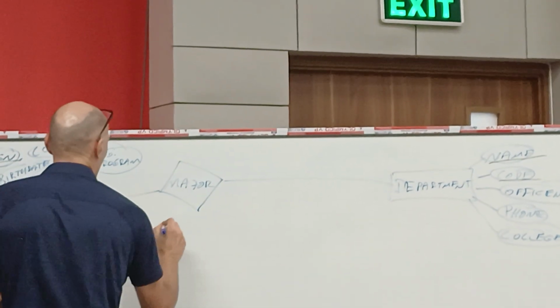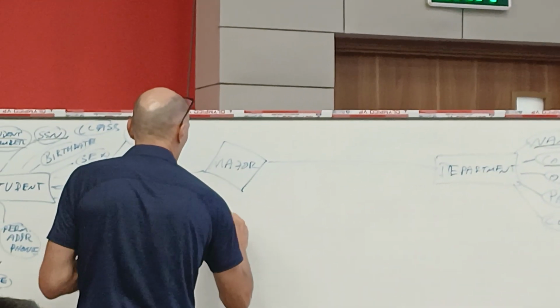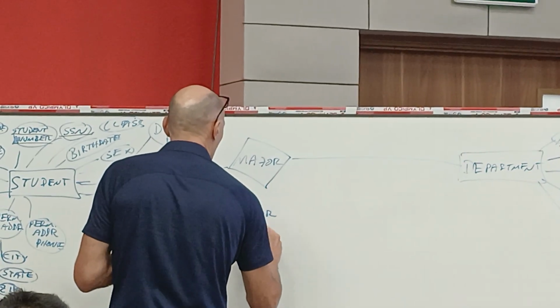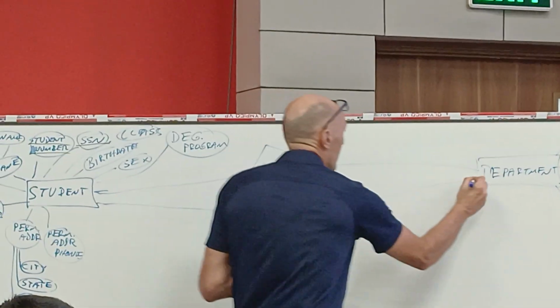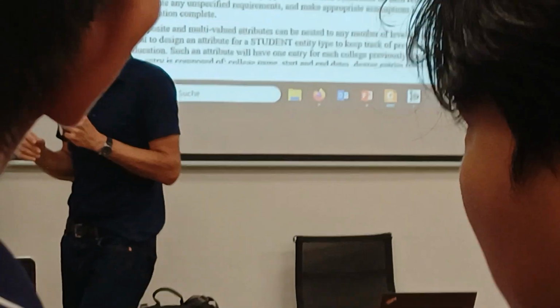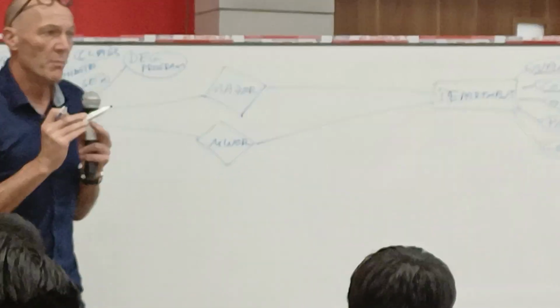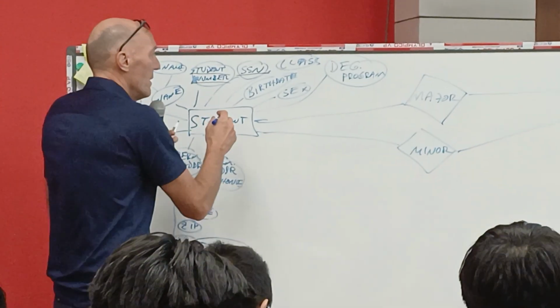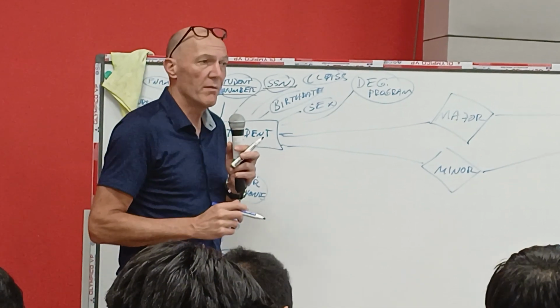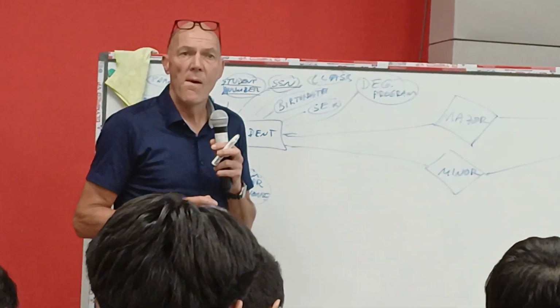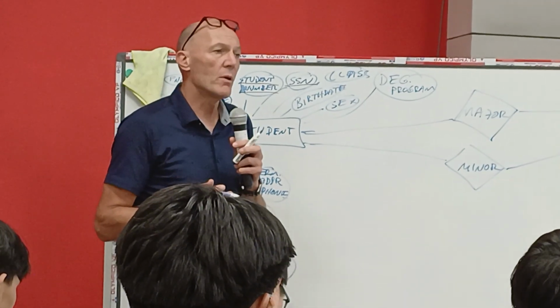Okay, understandable. And for relationships, obviously we need always to decide on the cardinality constraint and the participation constraint. Meaning how often? How many majors does a student have? Do you know? One. How do you know?